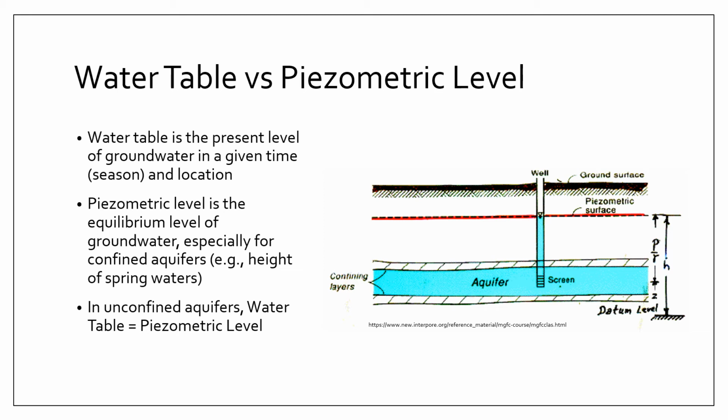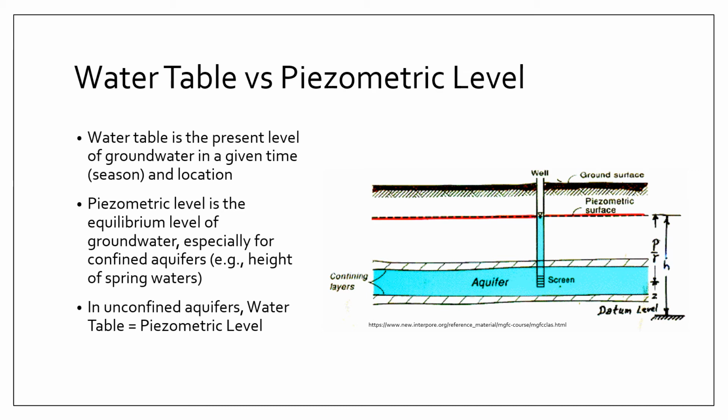Now let's differentiate water table versus piezometric level. Water table is simply the present level of groundwater given a time and a location, right? Note that water table fluctuates with your season, especially dry and wet season. In a sense, water table is just the literal water elevation of your water, while piezometric level is the equilibrium level of your groundwater, particularly for confined aquifers.